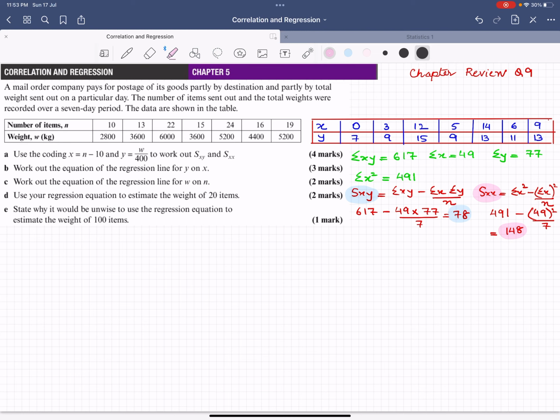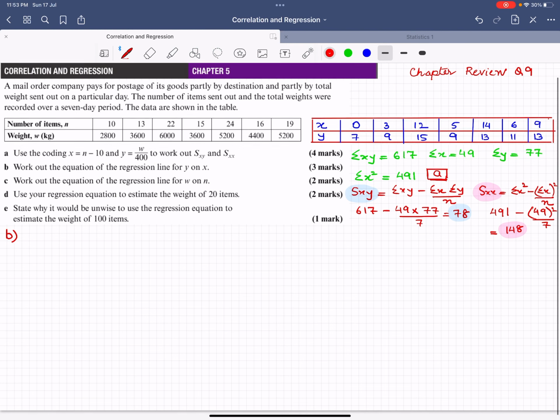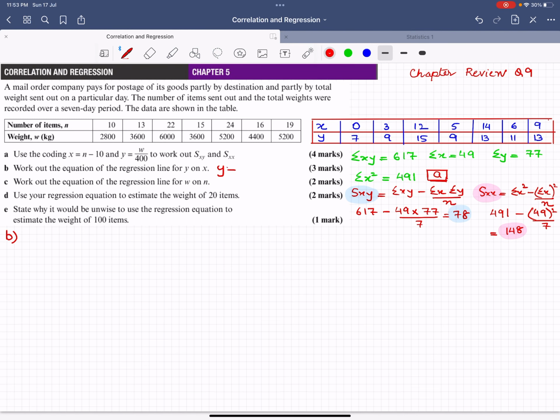Okay, so moving on to part B. So this is part A of the question, which I have answered here. Part B says, work out the equation of the regression line of y on x. So we know that the equation of the regression line of y on x is in the form of y is equal to a plus bx. So when we need to find the equation of the regression line, all we need to do is to find the value of a and find the value of b.